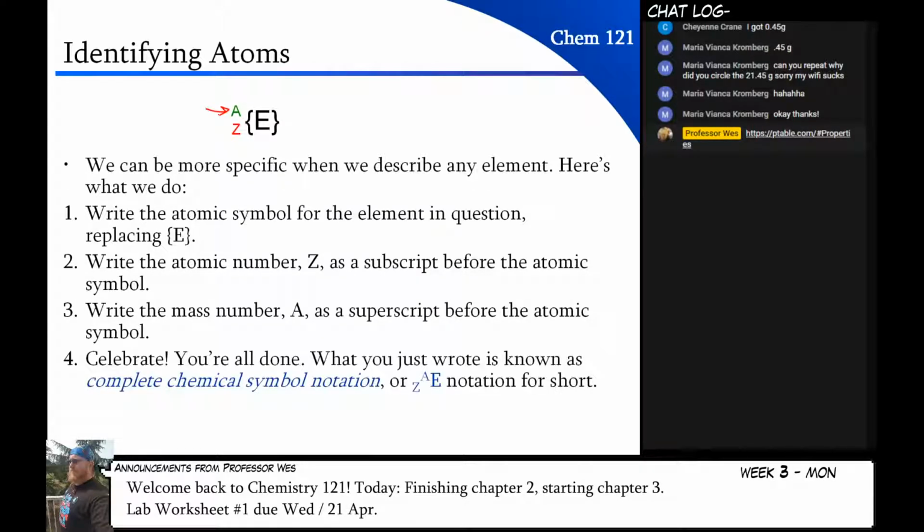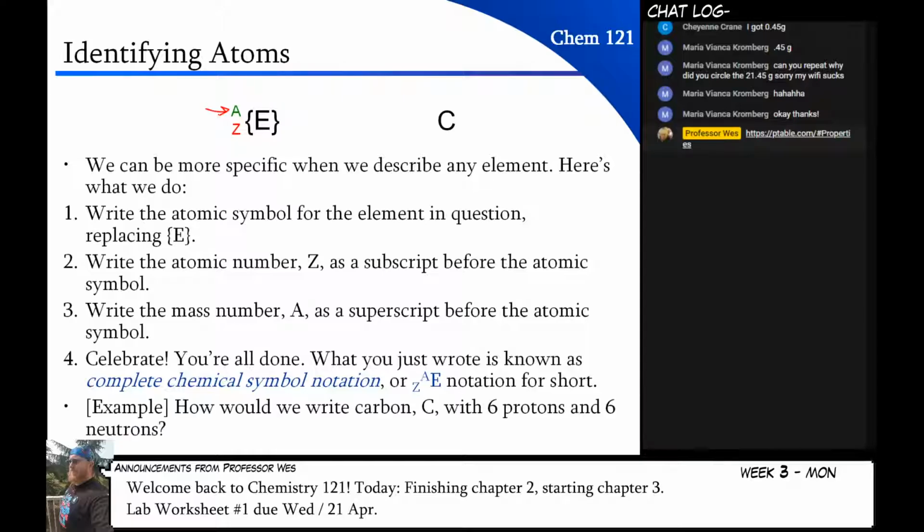And then the last thing you do is celebrate, because that's all you have to do. That's all you need to put together so that you can write what's known as the isotopic notation symbol. Your textbook calls it, I believe, the complete chemical symbol. A shorthand that I have is ZAE notation, Z-A-E. I don't think anybody else uses that, but I thought it sounded snazzy, so that's my contribution to the chemistry world. If somebody is out there and wants to publish the ZAE notation, go right ahead. You can have it free of charge.